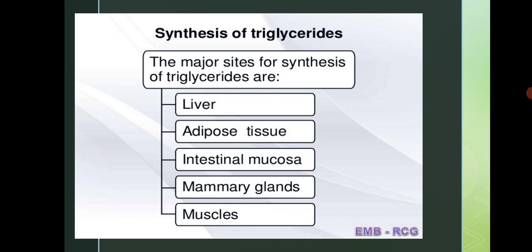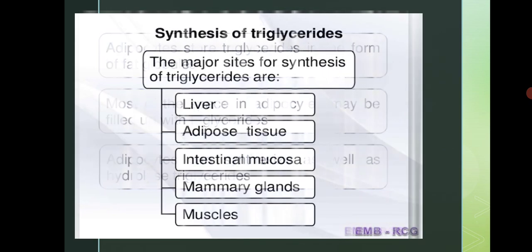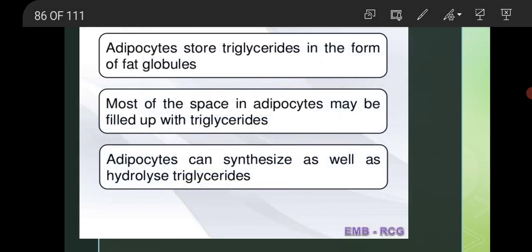Okay, so liver, adipose tissue, intestinal mucosa, mammary glands and muscles, these are the different sites of the synthesis for triglycerides. So that you have to keep in mind, and it is synthesized in the cytosol. Okay, it works in the cytosol. Though they are synthesized here, they are synthesized in the cytosol.